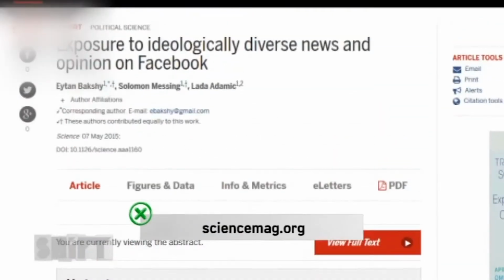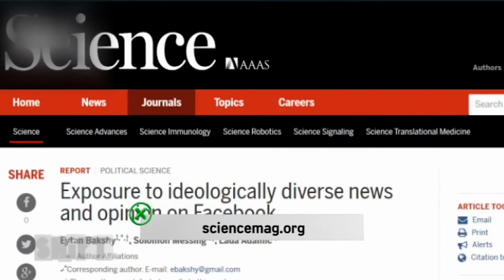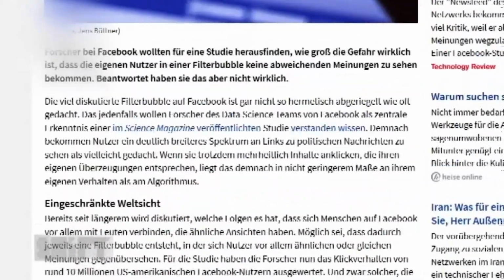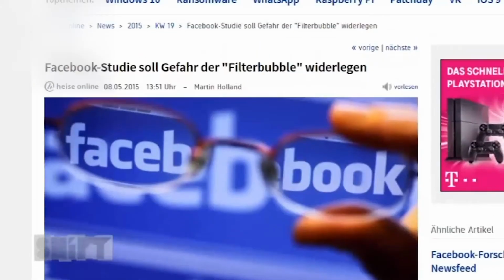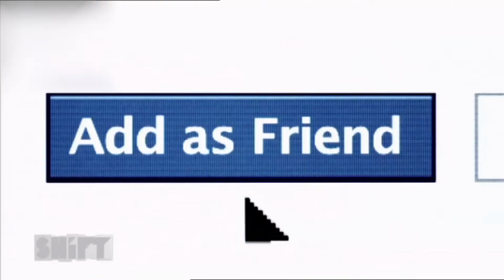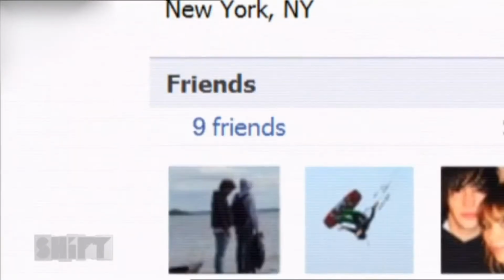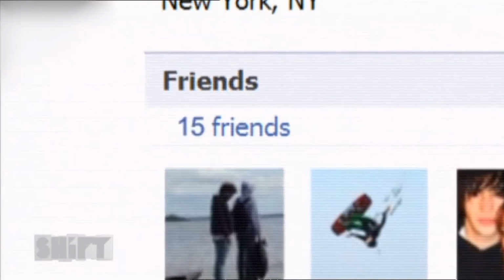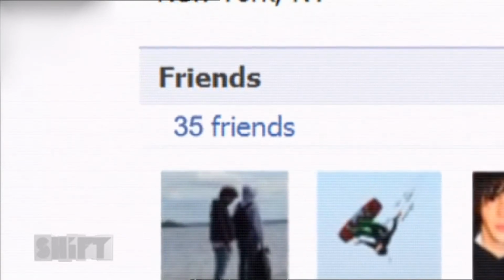But are the algorithms exclusively to blame? A study commissioned by Facebook disagrees, saying that users tend to ignore posts that contradict their own opinions. And friendship requests are generally sent to like-minded people. These habits also help to skew the selection of content.